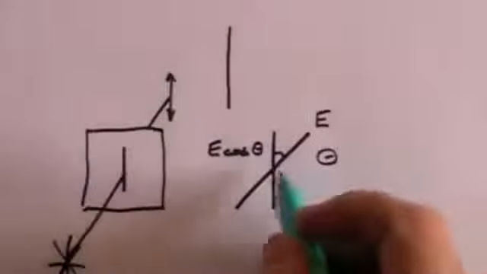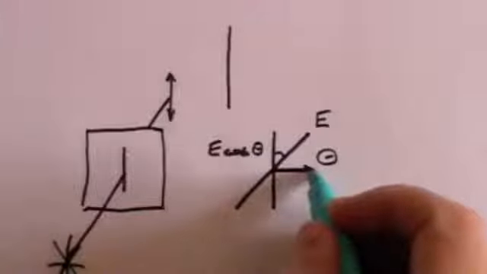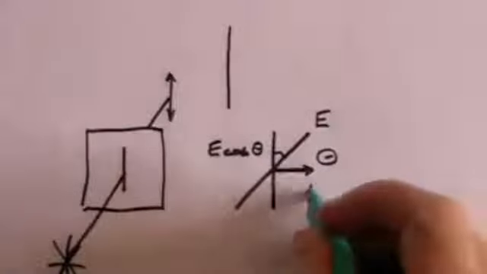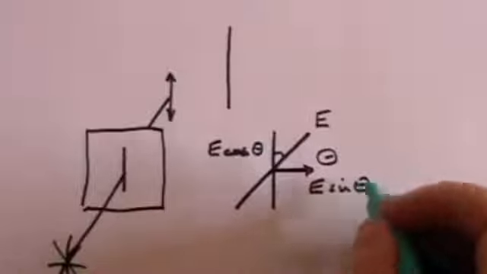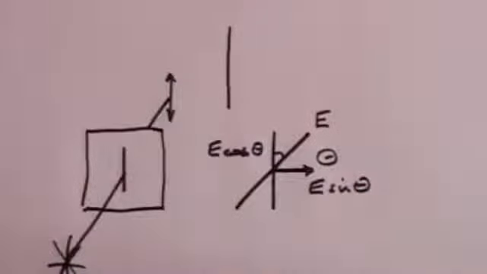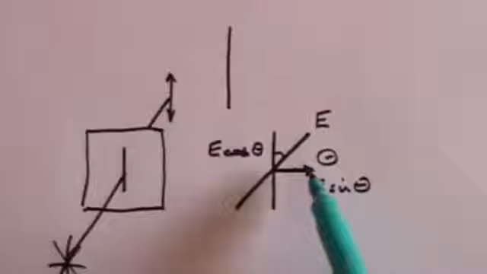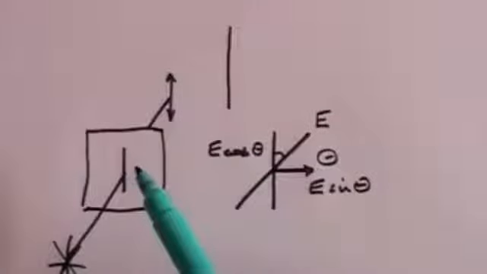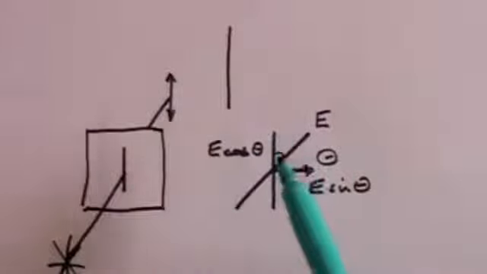There will also, of course, be a component of the E field in the horizontal direction, and that will be E sine theta. But the argument is that the horizontal component gets wiped out by the polarizer, and only the vertical component is allowed through.